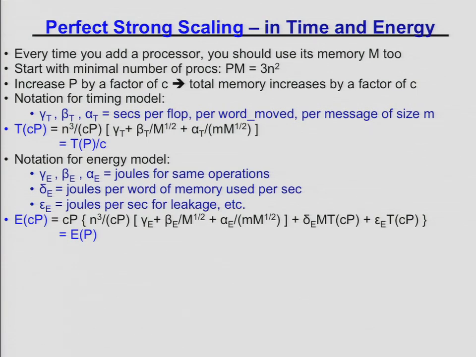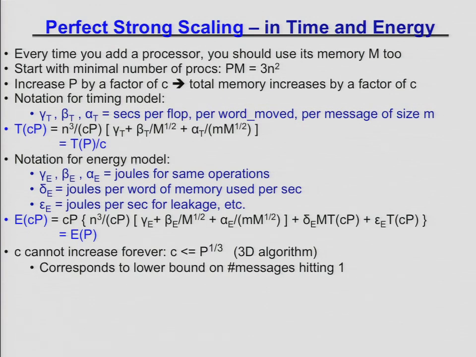Now, this can't go on forever. At some point, you're going to hit a limit. You can't keep using more and more memory forever. So it turns out that if you look at the theory, the limit is, for the algorithm that people discovered historically many, many years ago, you can't use more than p to the 1/3 copies of the data. That's the hard limit that you hit.